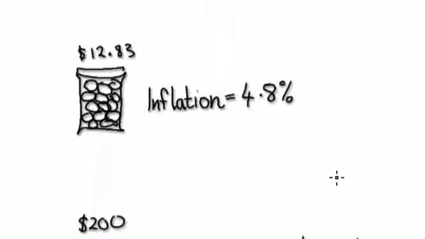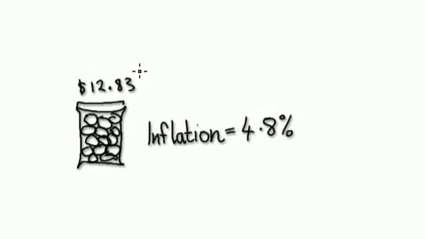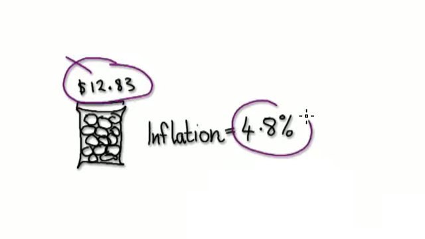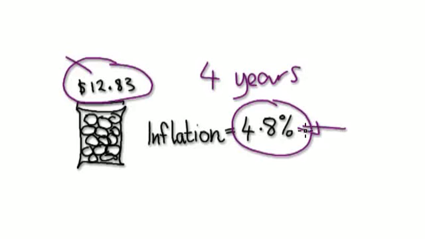Okay, let's see if you can handle this question. In a supermarket, the cost of buying a bag of potatoes is $12.83. Let's say the rate of inflation is 4.8% and it's constant for 4 years. Constant means it's the same. The rate of inflation is the same for 4 years. So how much will this same bag of potatoes cost in 4 years' time?